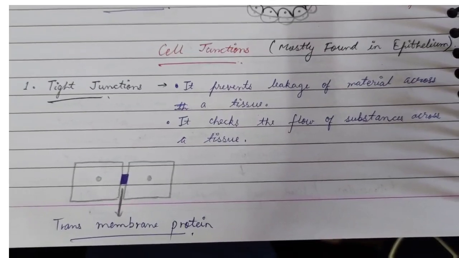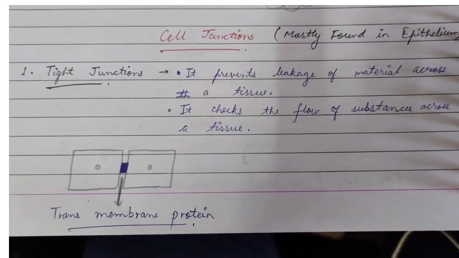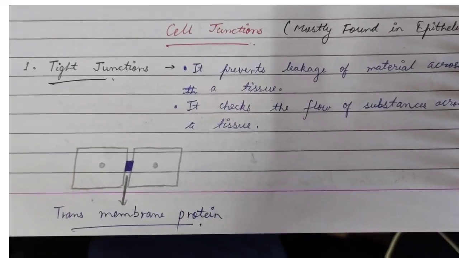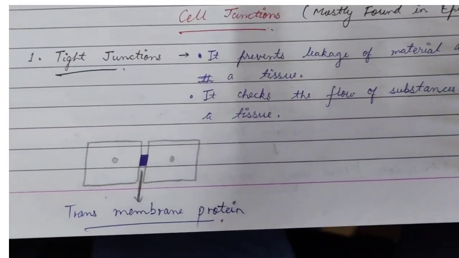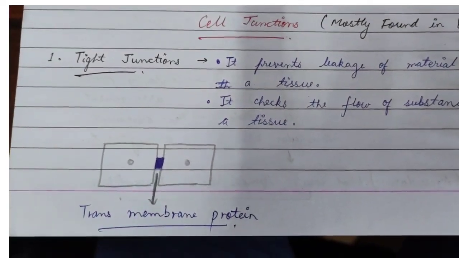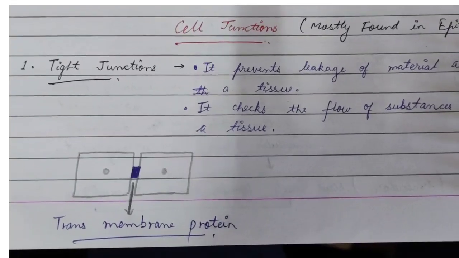Today's topic is cell junctions, which are mostly found in epithelium. Now there are four types of cell junctions: tight junctions, gap junctions, interdigitation and desmosomes. Okay, now let's start with the first one, which is tight junctions.